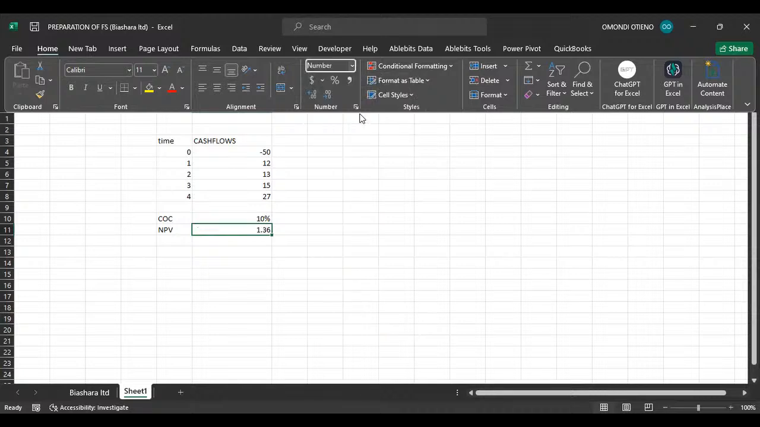Number is okay. So you can see this gentleman is getting an NPV of 1.36, and he can increase the decimals to compare. If he increases the decimals, we are getting 1.3629. So ladies and gentlemen, this is exciting.